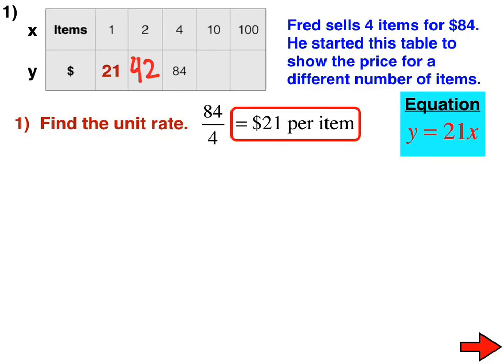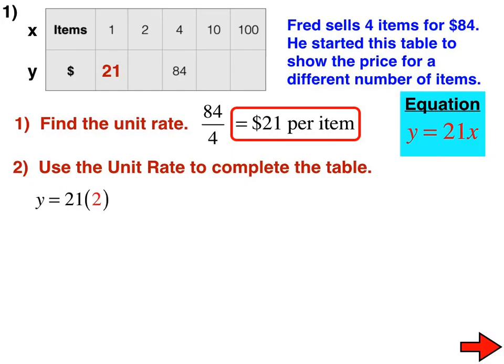What is it? 210, good. If it costs $21 for one, how much would it cost for 100? Yes. Good, this would be 2,100. So you can use the unit rate to find how much it costs for any other number of items, or you can use this equation.